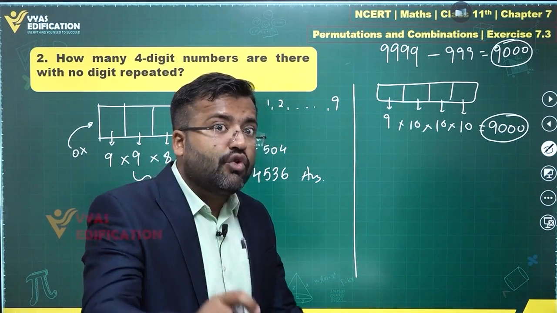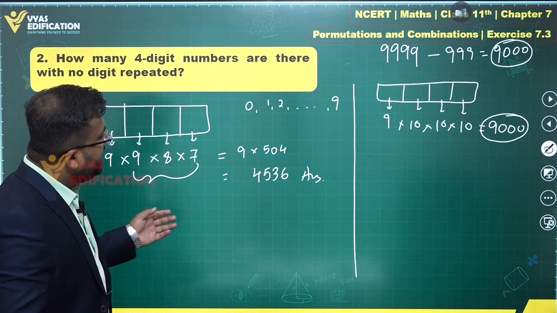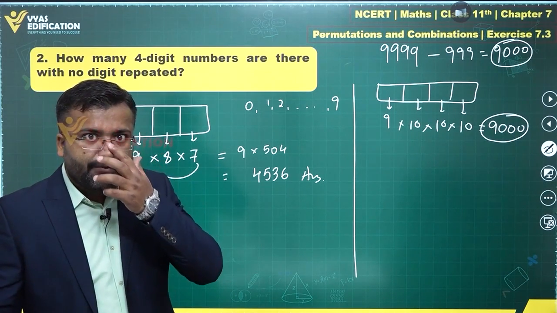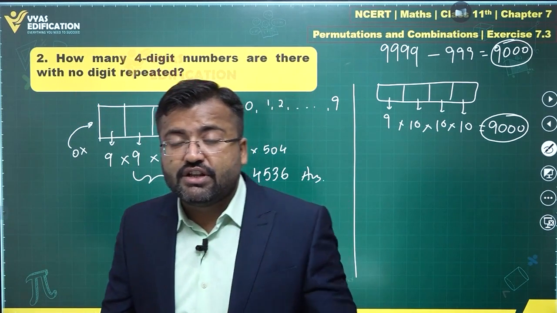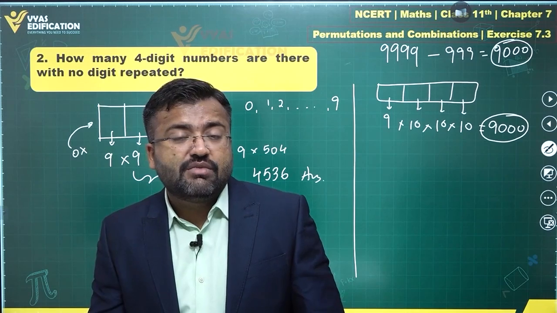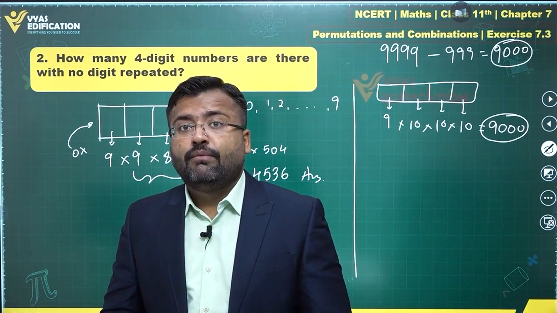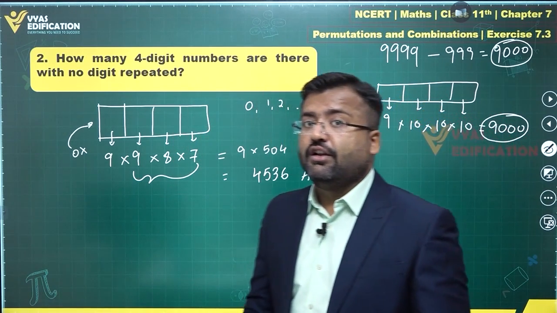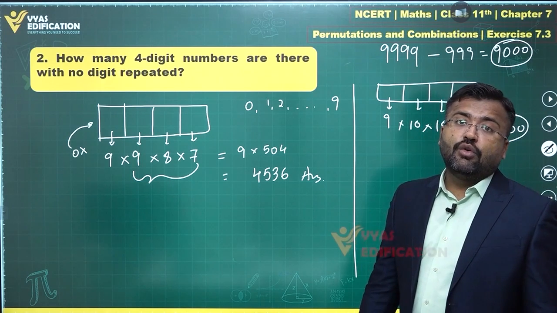The question that I want to ask, on the basis of this data, is how many possible 4-digit numbers are there? Listen to this carefully. How many 4-digit numbers are there with at least one of the digits repeated? With at least one of the digits repeated. So how will we go about solving this one?